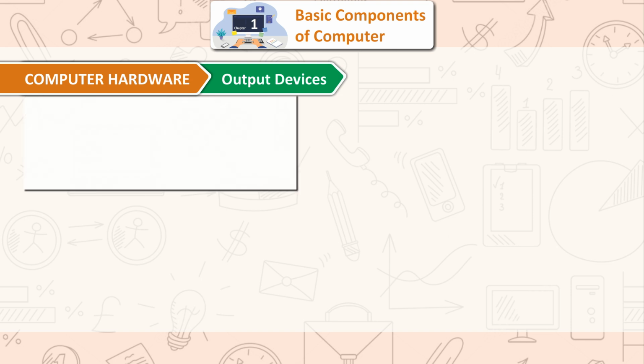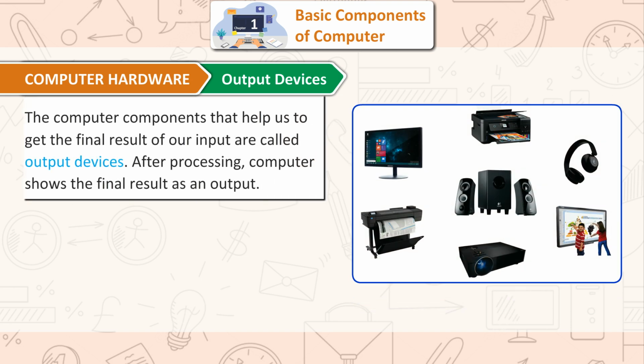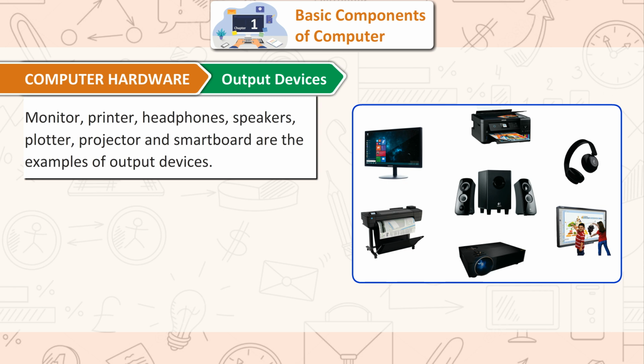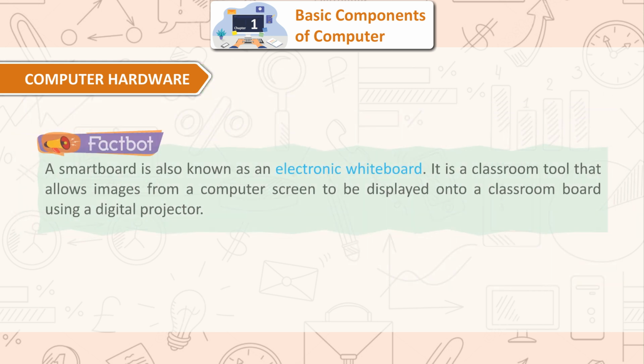Output devices. The computer components that help us to get the final result of our input are called output devices. After processing, computer shows the final result as an output. Monitor, printer, headphones, speakers, plotter, projector, and smartboard are the examples of output devices.